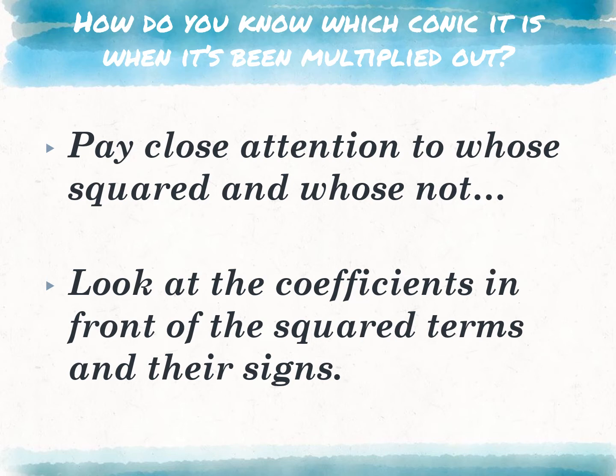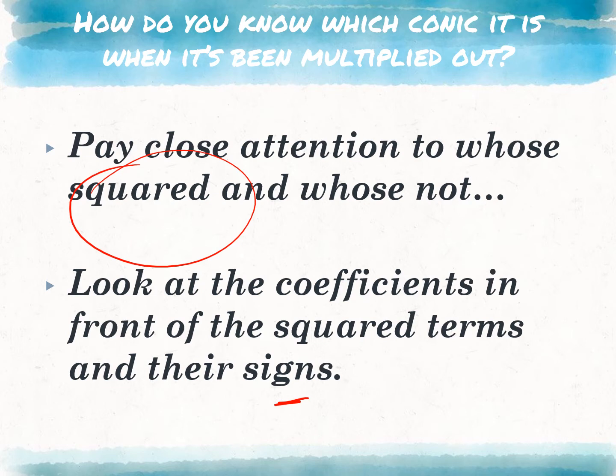Next, you want to look at the coefficients in front of the squared terms and their signs. And their signs, meaning if I have an addition sign, that's either a circle or an ellipse, right? If it has a positive sign and a coefficient, then it's an ellipse. If it's a plus sign with no coefficients, then it's a circle. What did we have that had both x and y squared and a subtraction sign? A subtraction sign with both things squared would be my hyperbola.